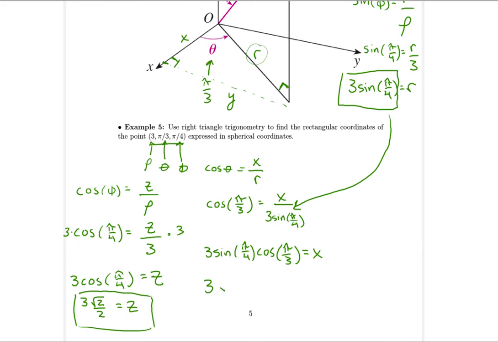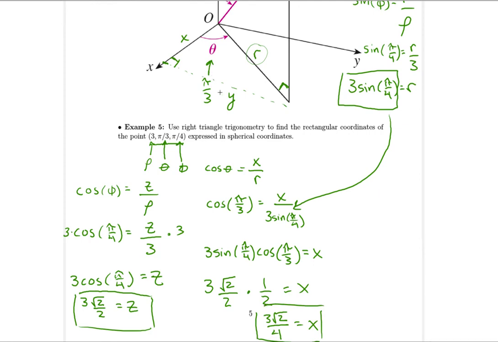The sine of pi over 4 is root 2 over 2. The cosine of pi over 3 is a half, so that's going to be 3 square roots of 2 over 4 is my x. And then luckily my y is very similar.